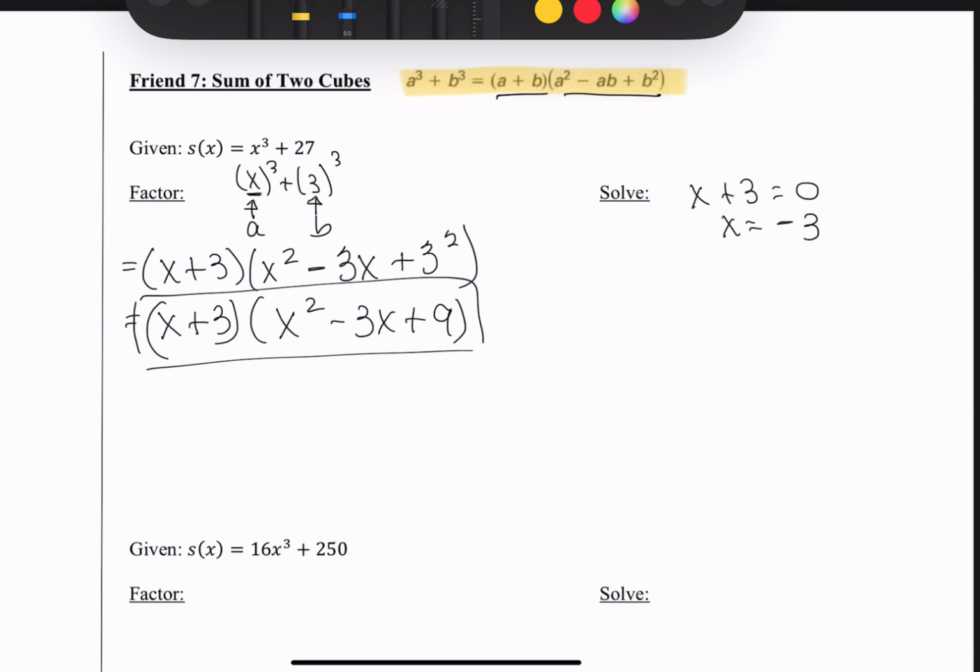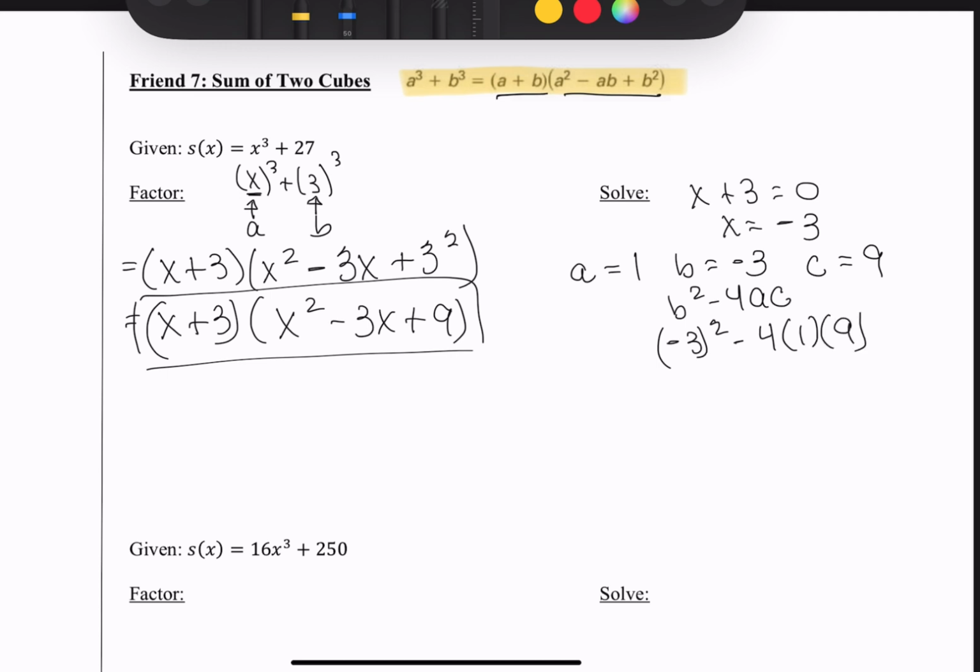All right, looking at the trinomial, if I wanted to use the quadratic formula, a would be 1, b would be -3, and c would be +9. Now, before I go forward with the quadratic formula, let me check my discriminant. Let me make sure that I wouldn't get any complex roots here. That's just the part under the radical, b squared minus 4ac.